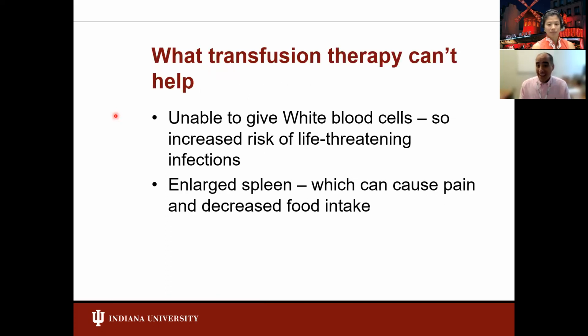Now, what can't transfusion therapy help with? As I've alluded to, the one thing it really can't do is help the white blood cells. So it's a challenge. Really, antibiotics and trying to support somebody through these infections are the way to help with that. The other thing it can't really do is help somebody with an enlarged spleen. That's, again, because it's those bone marrow stem cells trying to do something in there, the transfusions don't necessarily make any difference.